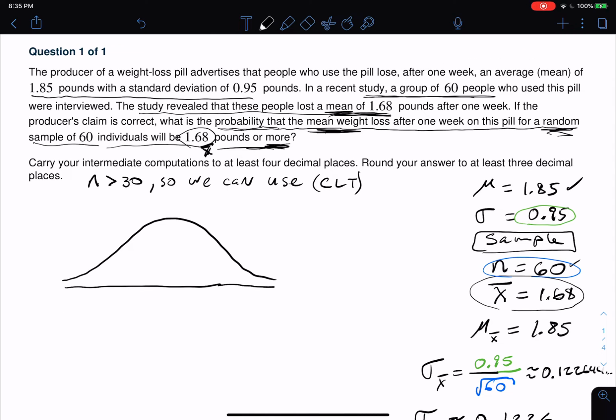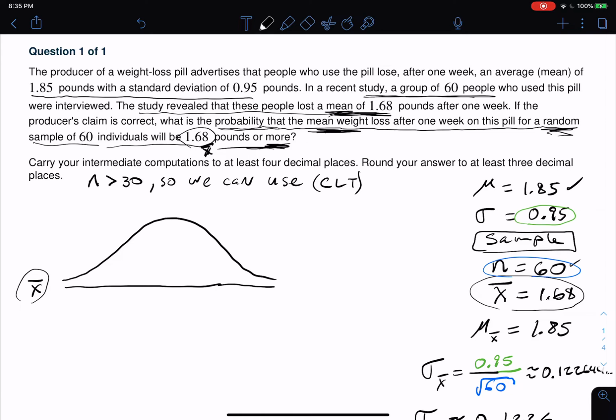Because what I'm doing here is I'm taking a look at all these samples, right? Sample is 60, another sample is 60, another sample is 60, another sample is 60, and we're finding the means of each one of those, so they're called the sample means, X bar, and then we're making a distribution out of it.